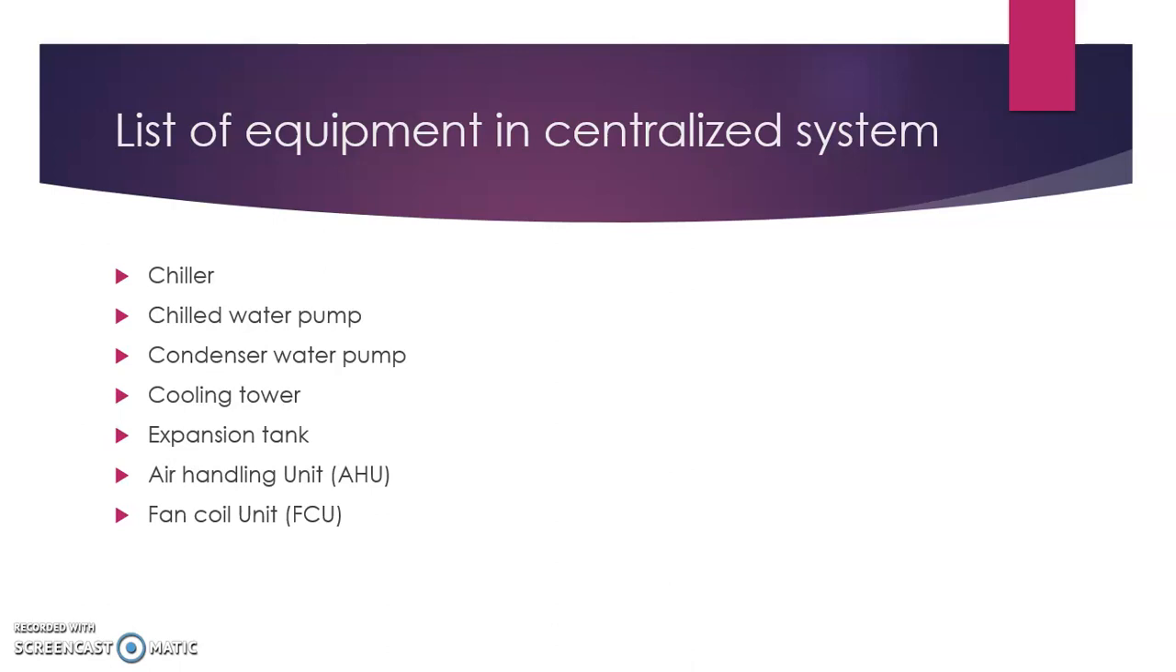Now let us recall a little bit about the centralized system. The ducting and ductwork system will usually be used in the centralized system. We are not using it in a split unit system because we already have the direct expansion system. But if we are using the centralized system, we will have the chiller, chilled water pump, condenser water pump, cooling tower, expansion tank, and we have the AHU and the FCU.